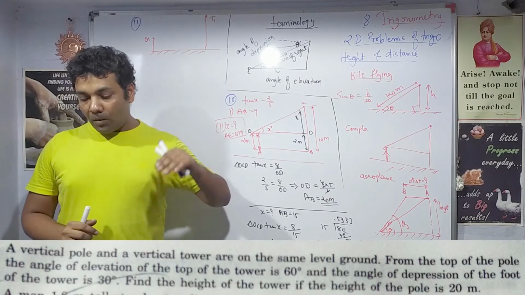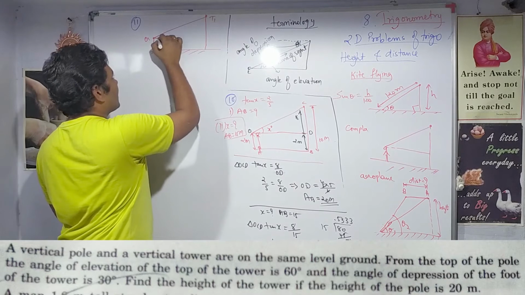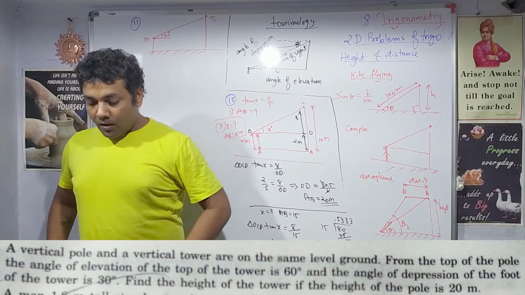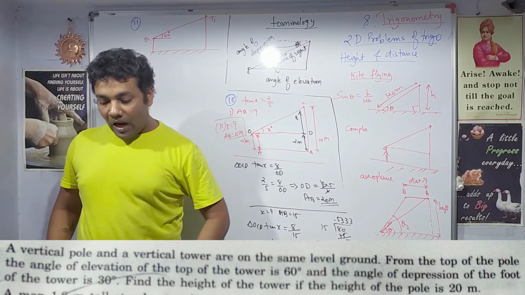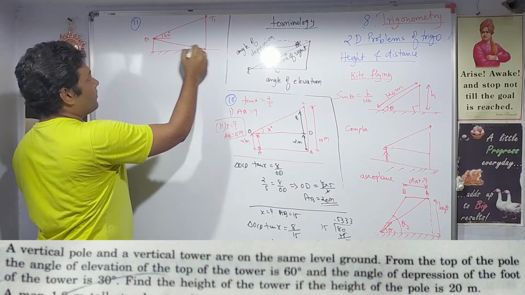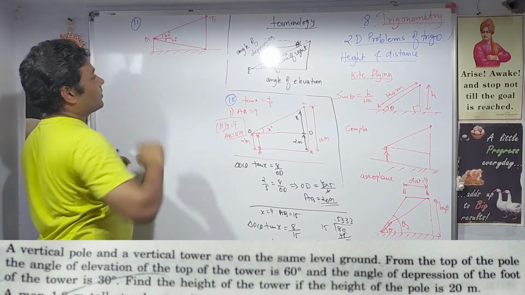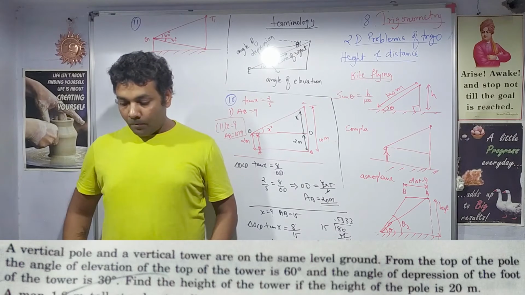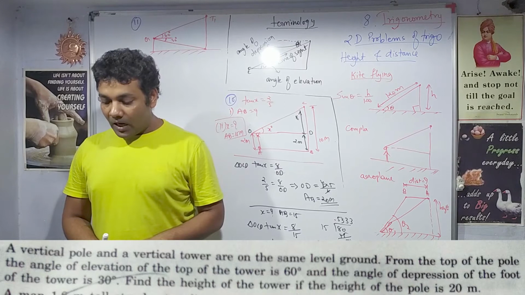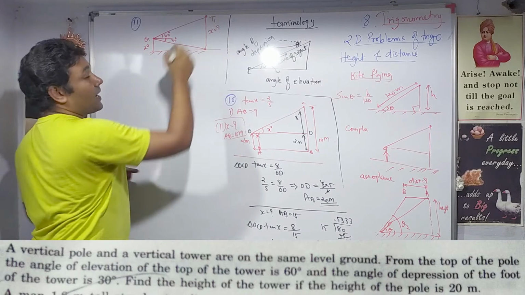So pole and the tower are on the same level ground. From the top of the pole, the angle of elevation of the top of the tower is 60 degrees. So this angle is 60 degree. The angle of depression of the foot of the tower is 30 degree. From here, the foot of the tower, and the angle of depression, so this angle is 30 degree. Find the height of the tower if the height of the pole is 20 meters. If this height is given as 20, what will be this height?